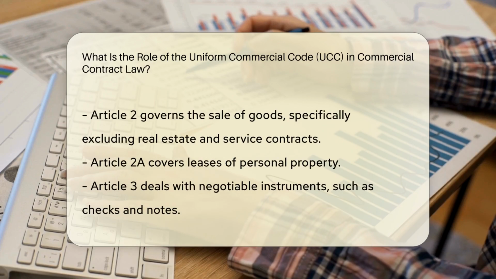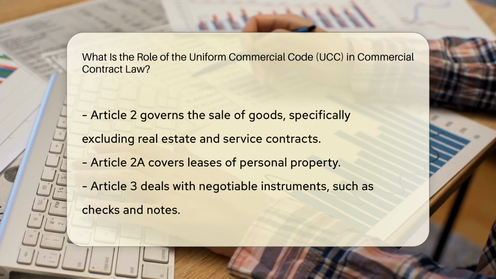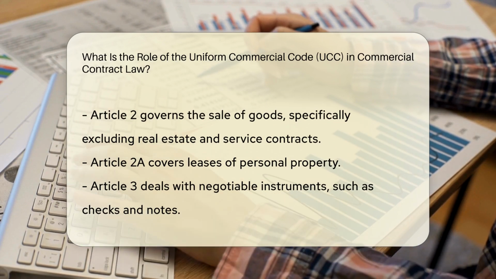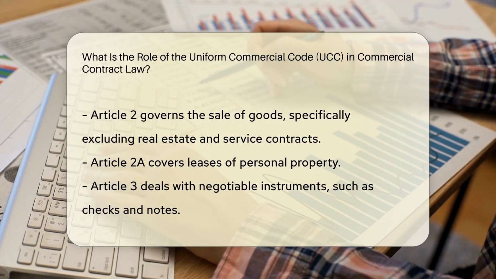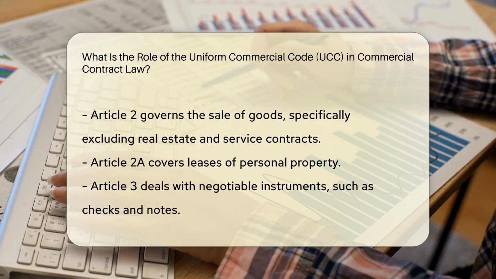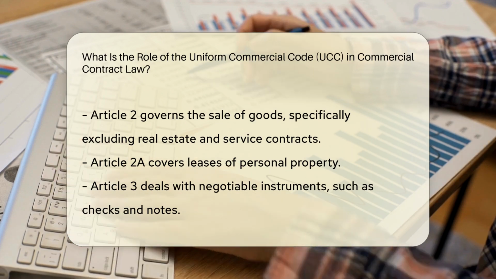Key articles and their scope. Article 1, general provisions that establish definitions and parameters for the UCC. Article 2 governs the sale of goods, excluding real estate and service contracts. Article 2A covers leases of personal property. Article 3 deals with negotiable instruments like checks and notes.